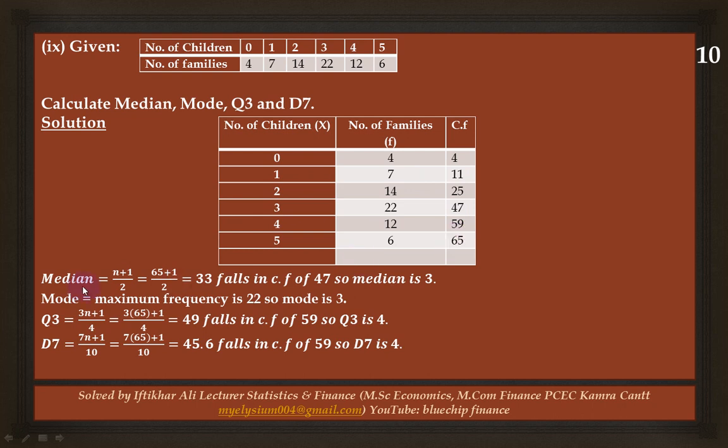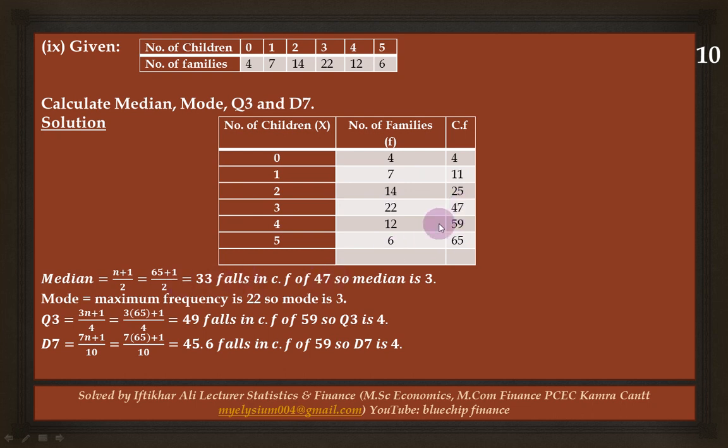And the median equals (n plus 1) divided by 2. The sum of f is equal to 65, or we can find it through this value. It is always equal to the sum of f. So (65 plus 1) divided by 2 equals 33. This falls in the cumulative frequency of 47.